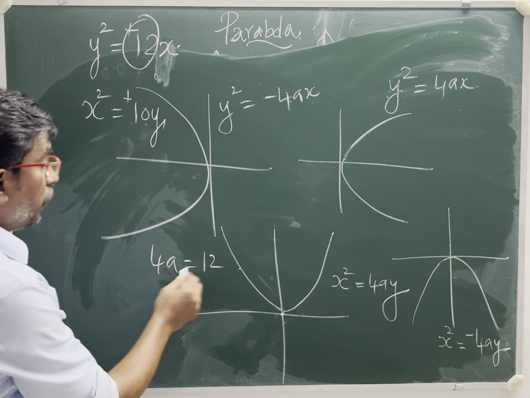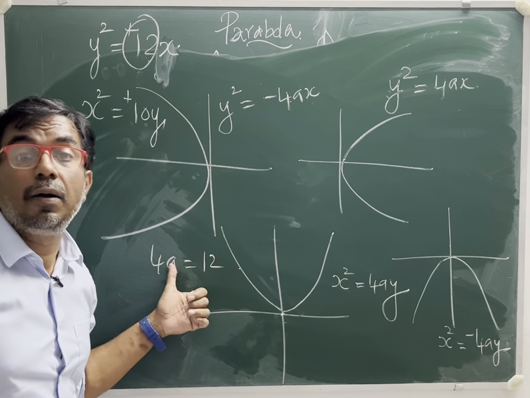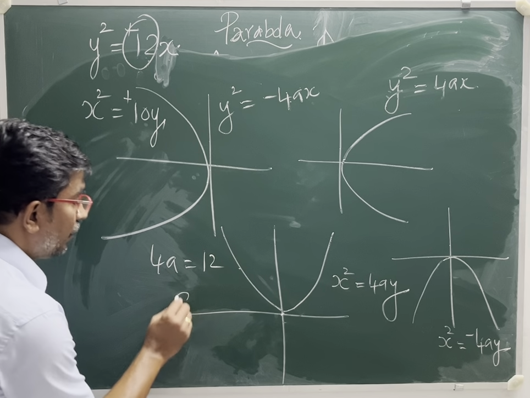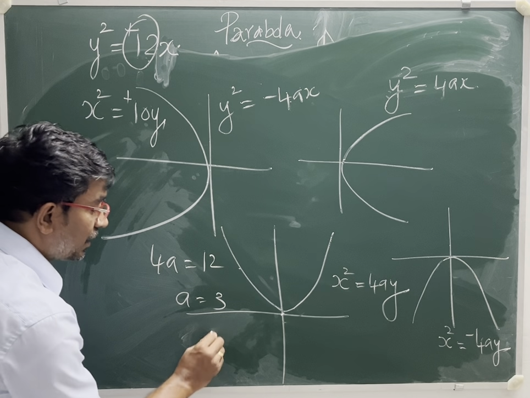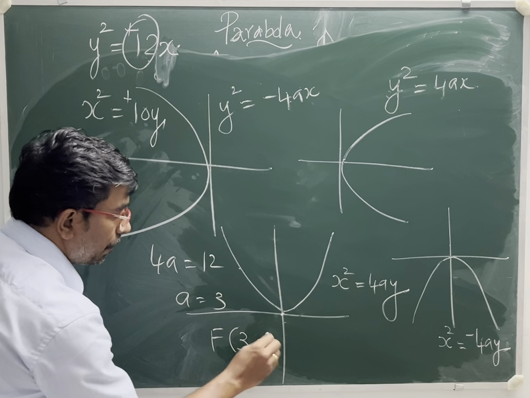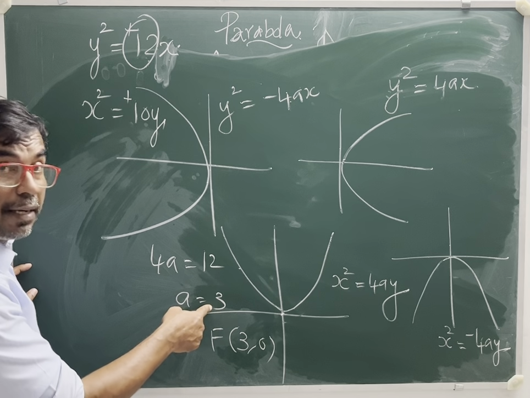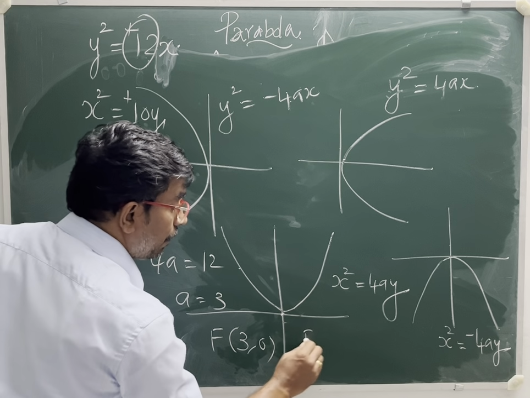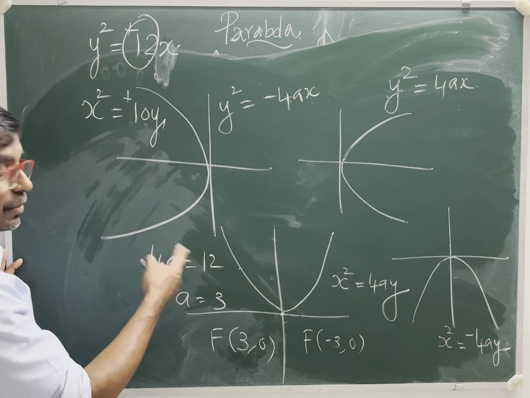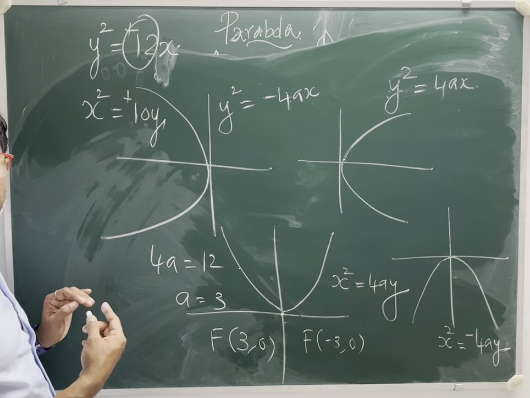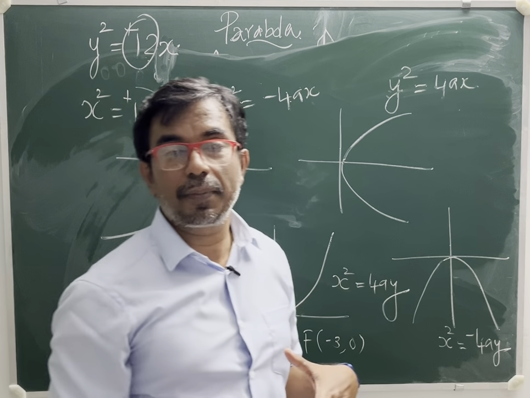So you will be able to identify what the focus is. If 4a is 12, a will be 3. So if it is the first type, I will say the focus is (3, 0). If it is the second type, I will say the focus will be (-3, 0), because you will have -4a equal to -12. So it changes accordingly. That's a part of the question.